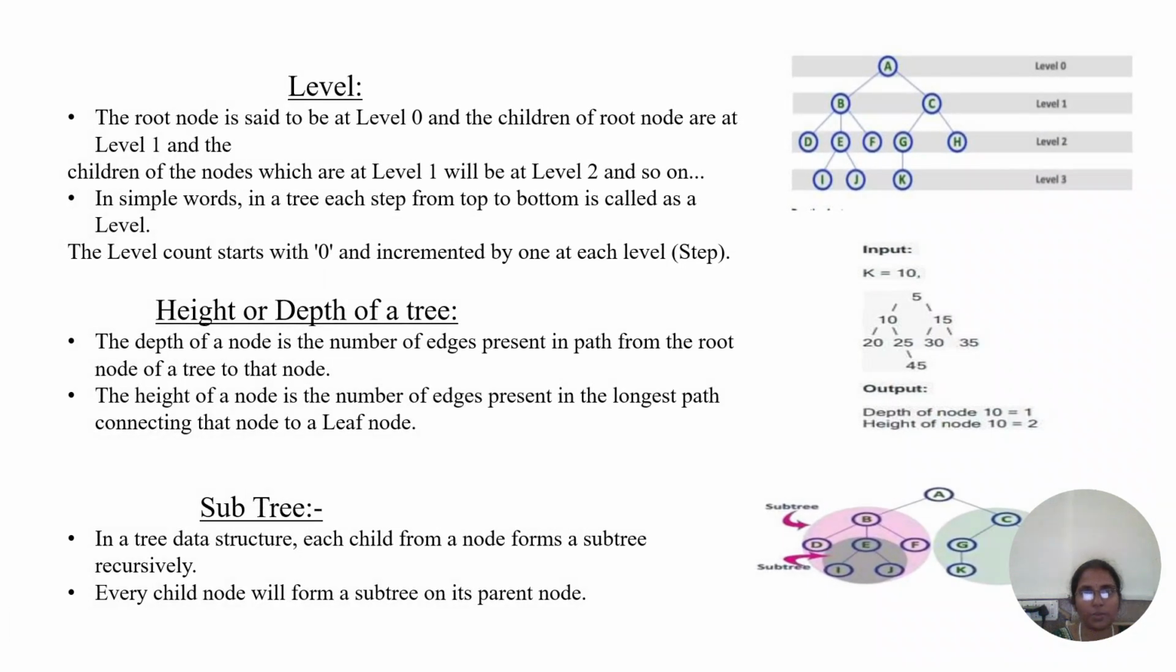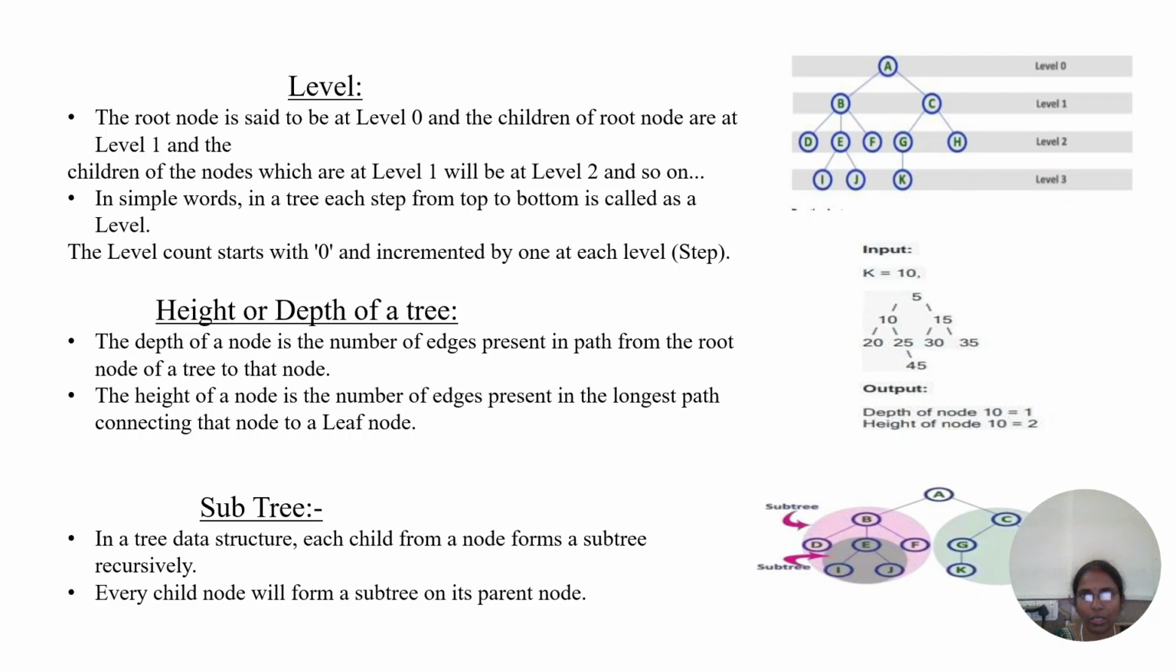Next we discussed the level of a tree. What is the level of a tree? The root node is said to be at level 0 and the children of the root node are at level 1. The children of the nodes at level 1 go to level 2, and so on. In simple words, in a tree, each step from top to bottom is called a level. The level count starts with 0 and is incremented by 1 at each level.